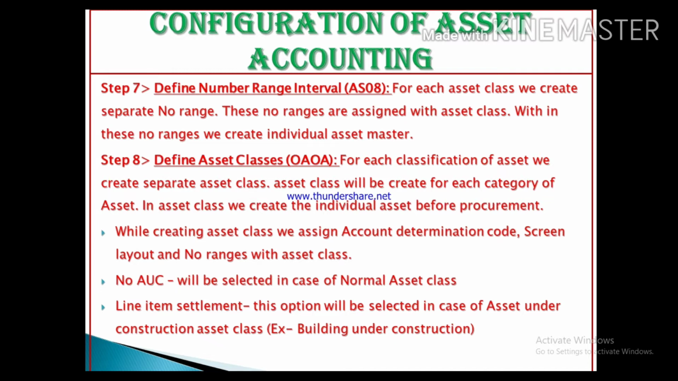As we have created the number ranges for GLs, similarly, we will create the number ranges in the T code AS08, as we have created the number ranges in FBN1. In the previous video, we have created the number ranges for GL accounts under the T code FBN1. In a similar manner, we will create for an asset class. For each asset class, we will create a separate number range. The T code is AS08 and we will now go to the SAP screen.